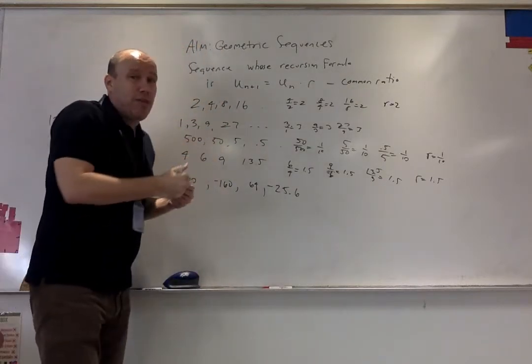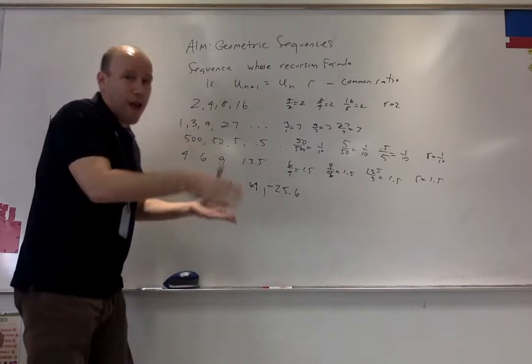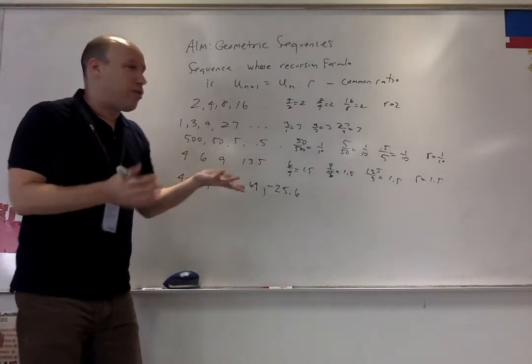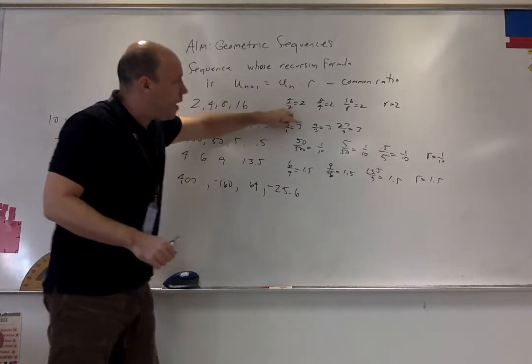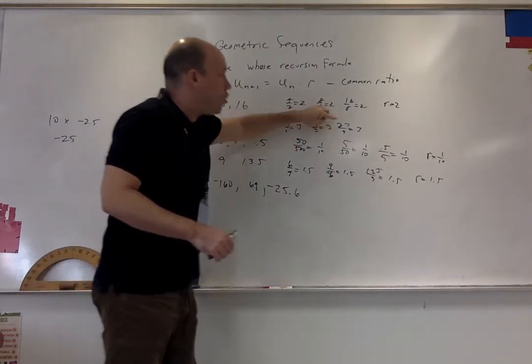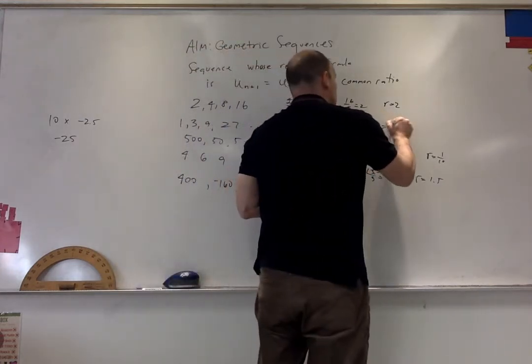Same thing, I can give you another example, 1, 3, 9, 27. You say, Mr. Adler, you're multiplying by 3. The fancy way, 3 divided by 1 is 3, 9 divided by 3 is 3, 27 divided by 9 is 3. The common ratio is 3.